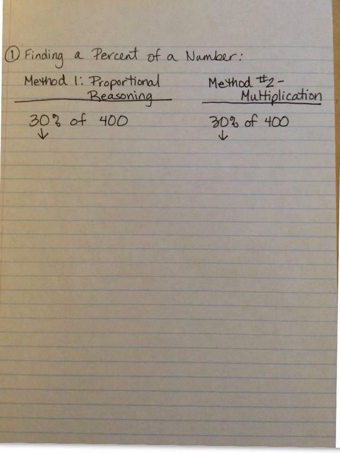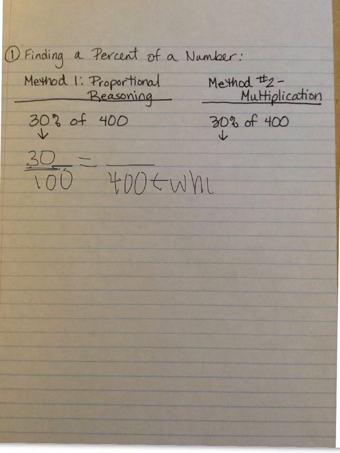So 30%, anytime you have a percent that you change into a fraction, it goes over 100. So 30% becomes 30 over 100. Then I set it up with an equivalent fraction. And we say the whole is 400 because 400 is my total. So this is the whole. And what we're looking for is the part. So what is 30% of 400? What is that part equal to? And so this becomes x, and I'm solving for x.